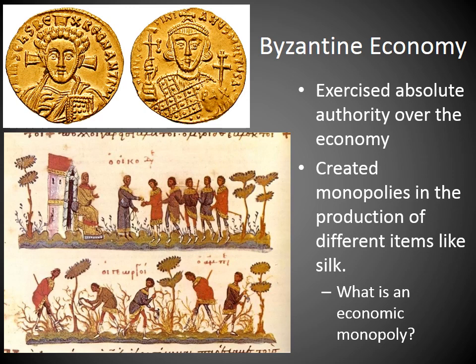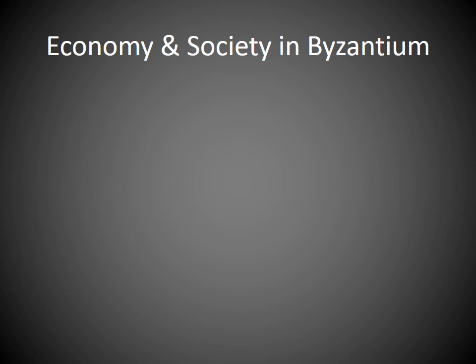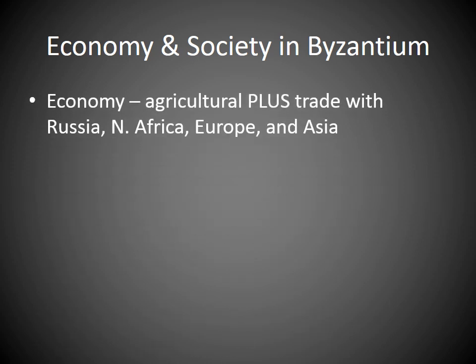So it'd be like if Nike made all running shoes or tennis shoes, and if you wanted gym shoes, you had to have Nike shoes. That meant that they could get a lot of wealth through their monopolies. So Byzantium's economy was very prosperous, meaning it did very well.